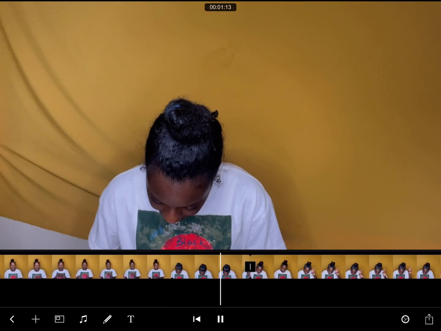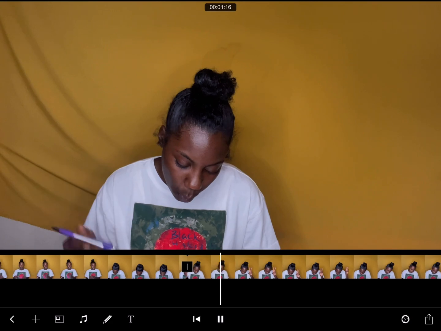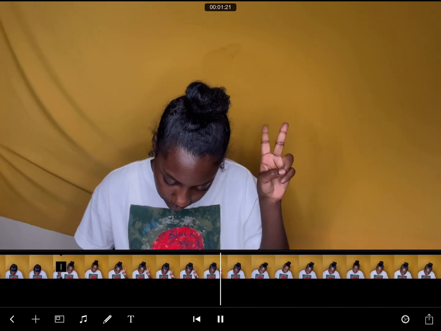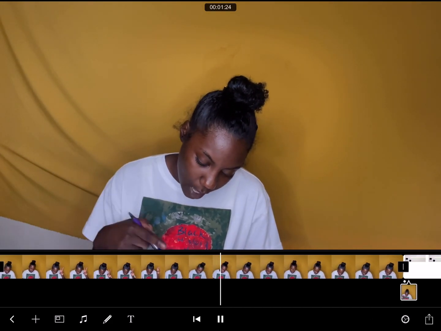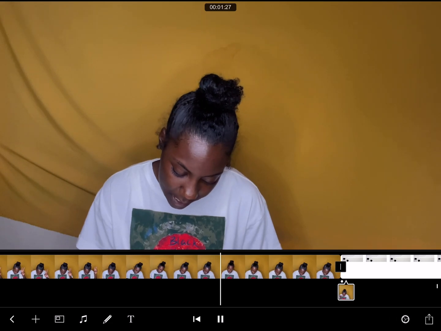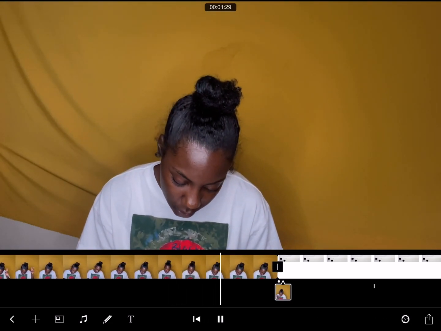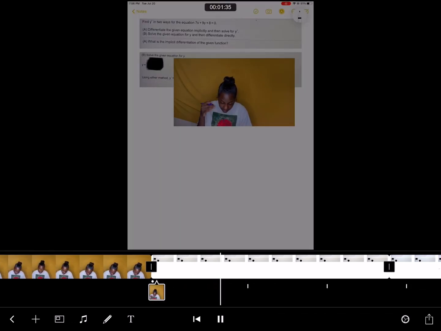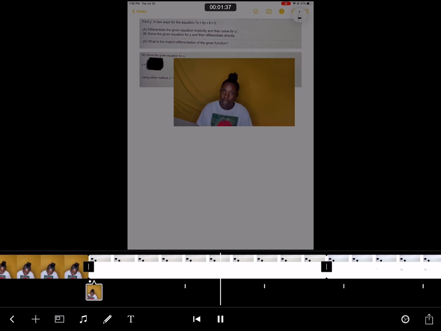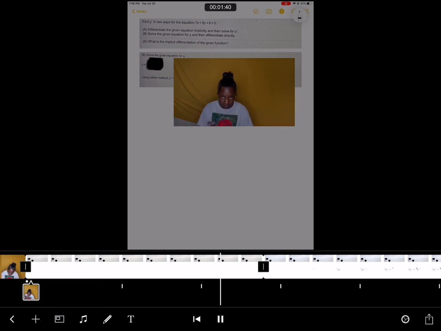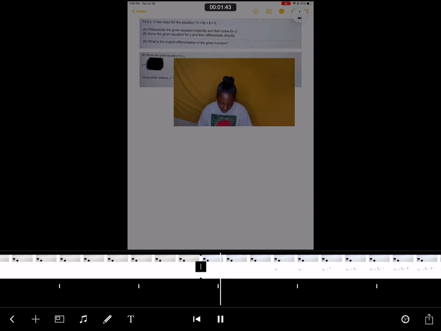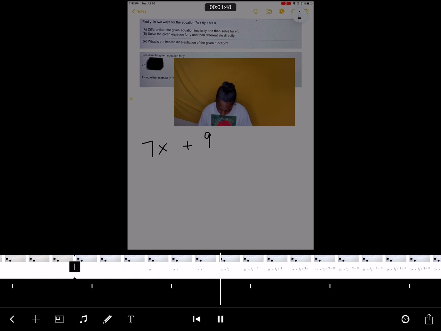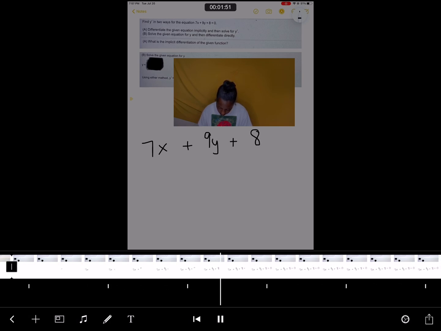So let's see. We need to find y prime in two ways for the equation 7x plus 9y plus 8 equals 0. Part A tells us to differentiate the given equation implicitly and then solve for y prime. So let's differentiate. I'm going to just rewrite our equation: 7x plus 9y plus 8 equals 0.